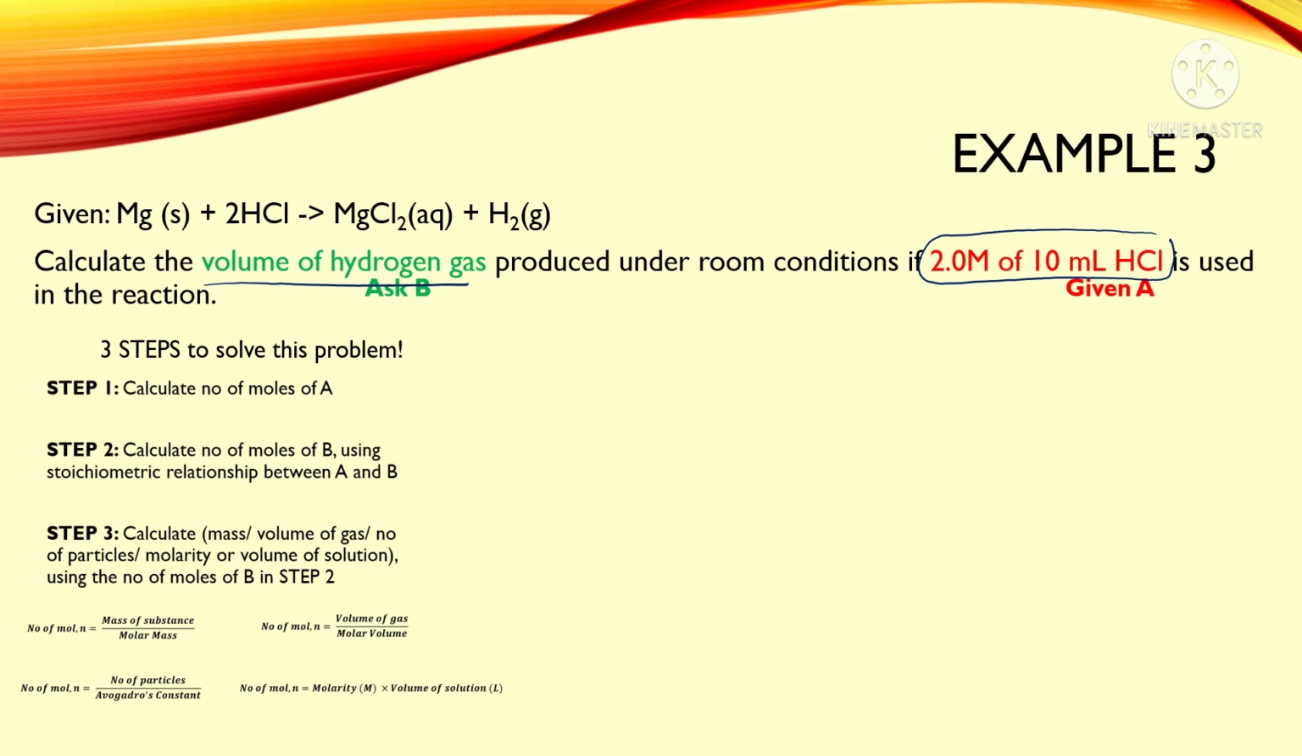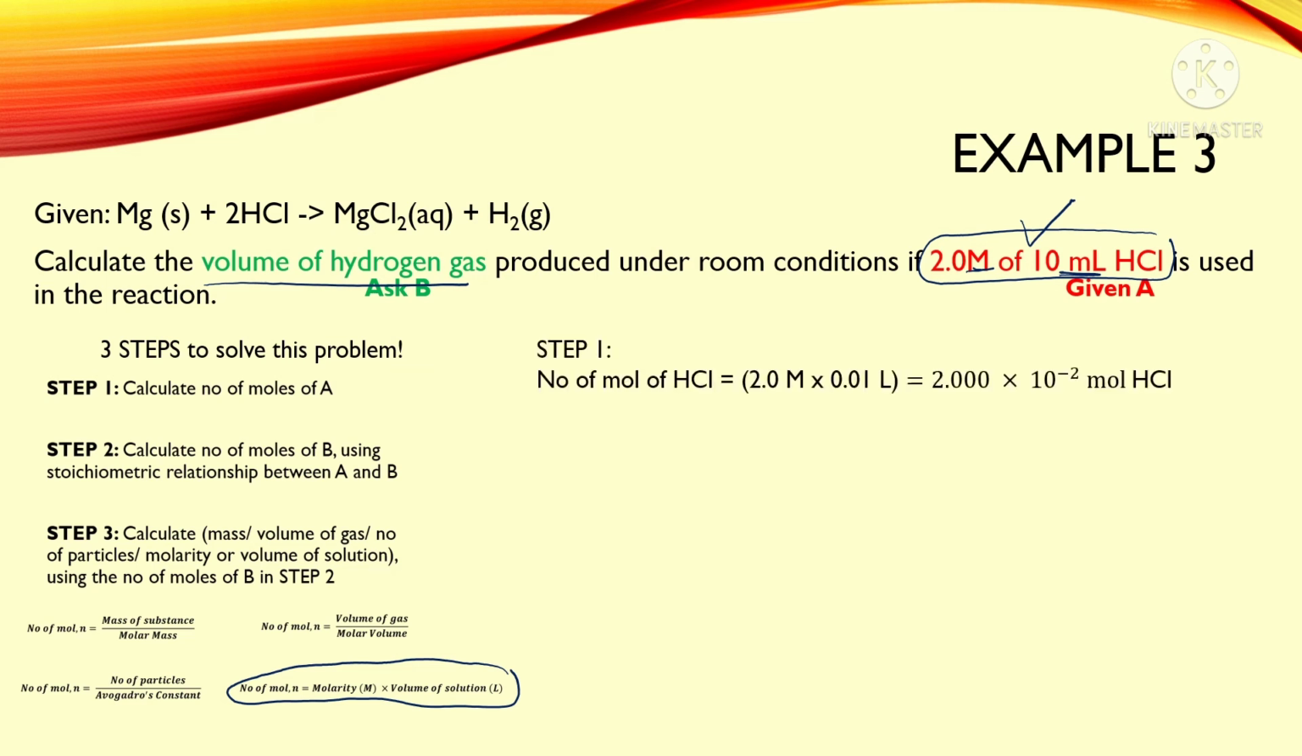So step number 1, based on the information that is being given, we need to calculate the number of moles of A. Since we have been given the molarity and volume of solution, we need to use molarity multiplied by volume of solution in liters to find the number of moles of solute hydrochloric acid. By multiplying 2 molar with 10 ml converted to liters, that is 0.01 liter, we get the number of moles of hydrochloric acid as 2 times 10 to the power of negative 2 mole.